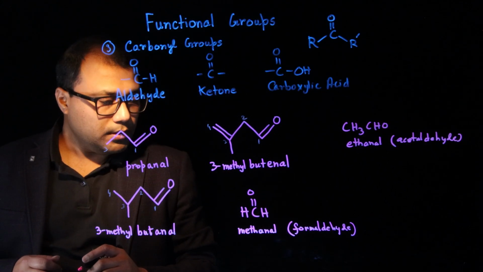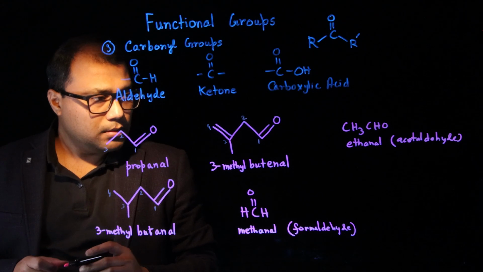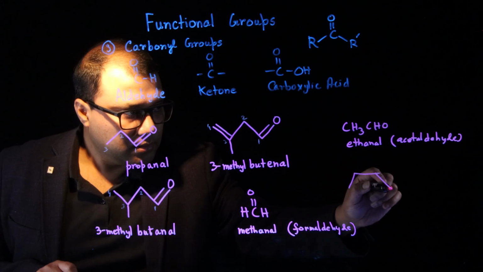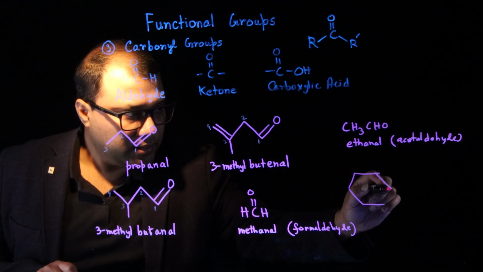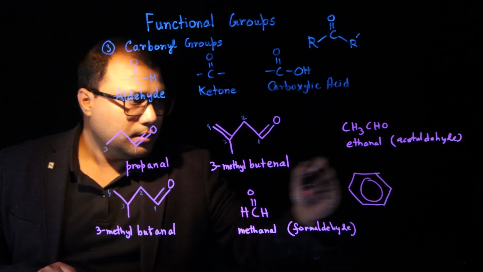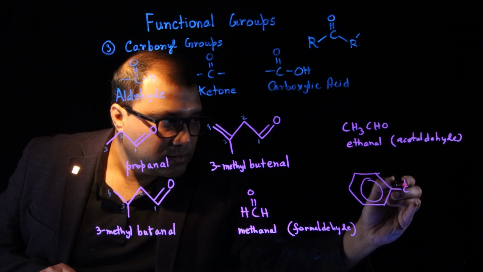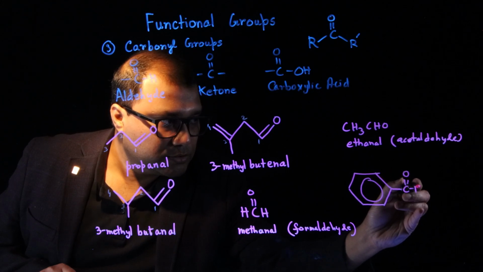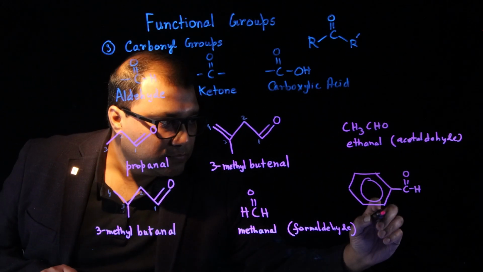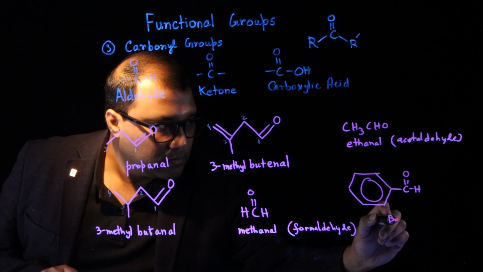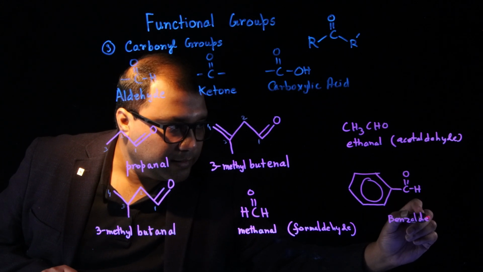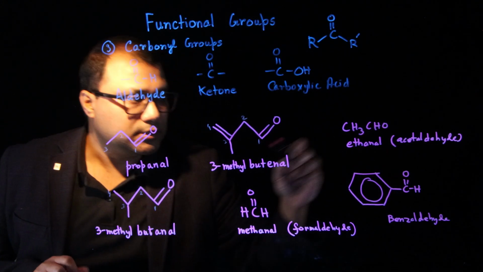Okay. Let's also take a structure like benzene. So it has a cyclic hydrocarbon. All are double bonds. We represent that with a circle. And then we have C double bond OH. So this is again an aldehyde. What this one is, this is benzaldehyde. Okay, that's the common name.